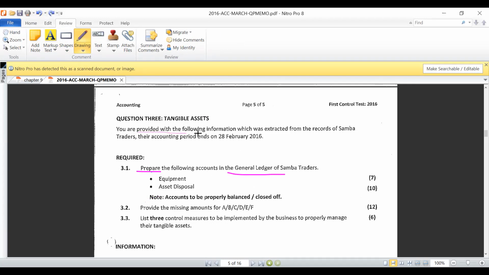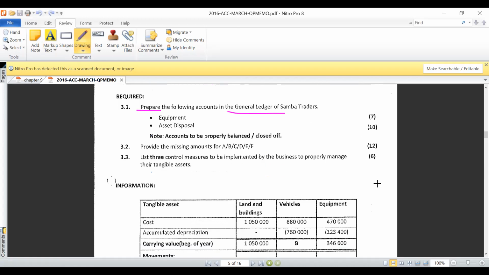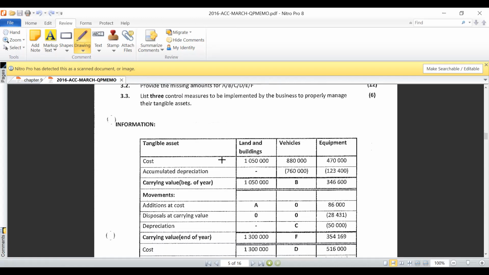You're provided with the following information, which was extracted from the records of Samba Traders. The accounting period ends when? 28 February 2016. Provide the missing amounts. That's a different thing, that's theory aspects. Anyway, let's see what we have here.